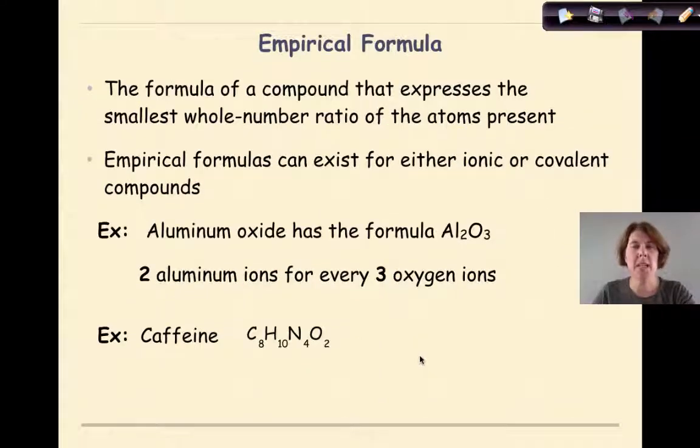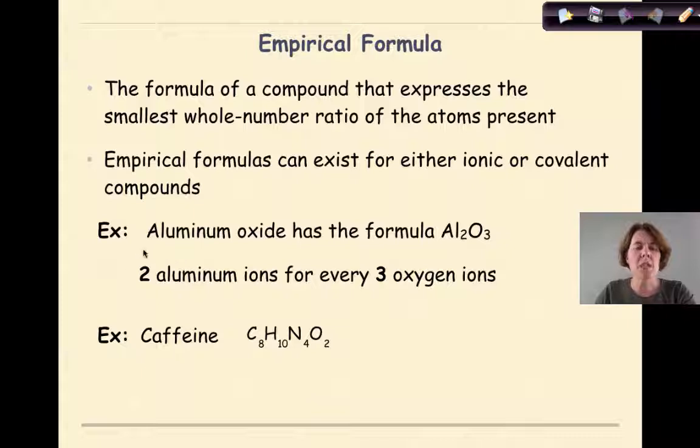Now let's talk about the concept of an empirical formula. An empirical formula is going to show up a lot in the next couple of units, and we introduce it here because a lot of our binary ionic compounds are already in the form of an empirical formula, so it's good to know what that means. An empirical formula is defined as a formula of a compound that expresses the smallest whole number ratio of atoms present. Empirical formulas can exist for either ionic or covalent compounds. And we haven't talked about how to name covalent compounds yet, but we're going to get to that.